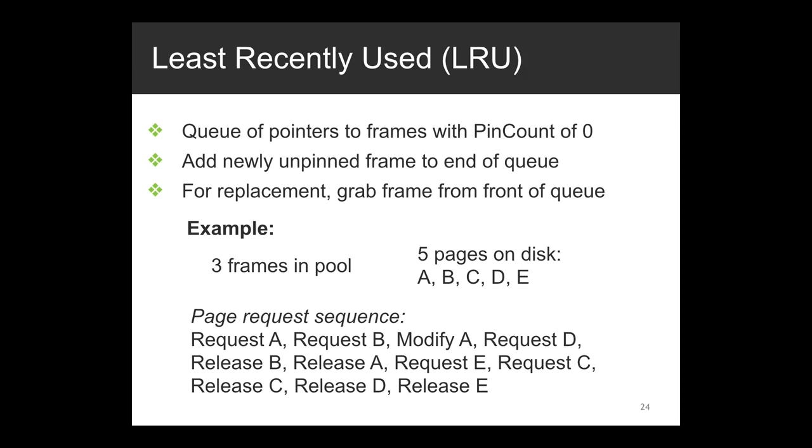And then you have release B, which means it says I'm done with all the records in B, I don't need it anymore, and therefore it releases B. And then it releases A, saying I'm done with A, I don't need A anymore. Then request E, request C, release D, release C. Okay, so these are the three kinds of page requests that come in. One is request or just read, modify, which is update, and then release, which means I'm done. Okay, so these are the things that the buffer manager gets as input, and now the buffer manager has to manage these three frames and cache these pages from disk intelligently.